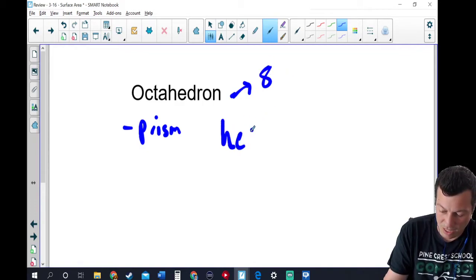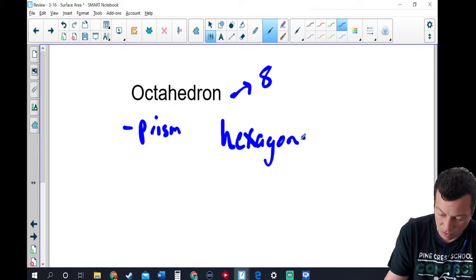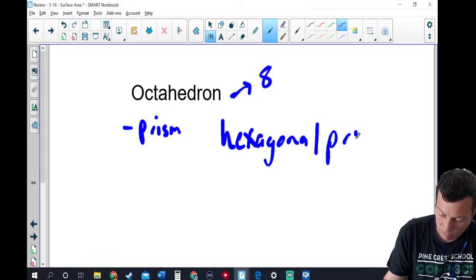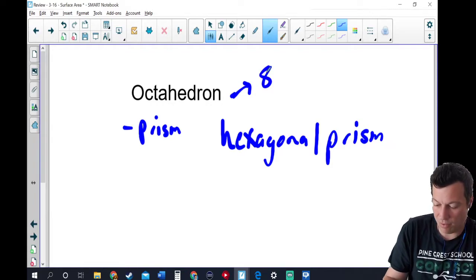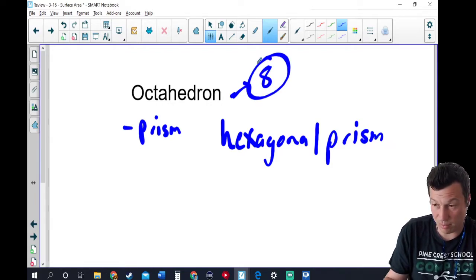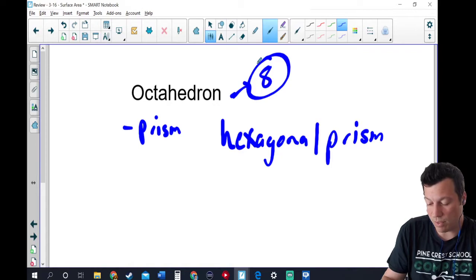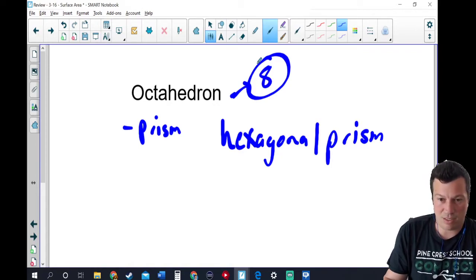So this is going to be a hexagonal prism, right? Because there are 8 faces. 2 of them, because it's a prism, are bases. And if 2 of them are bases, that leaves 6 lateral faces.